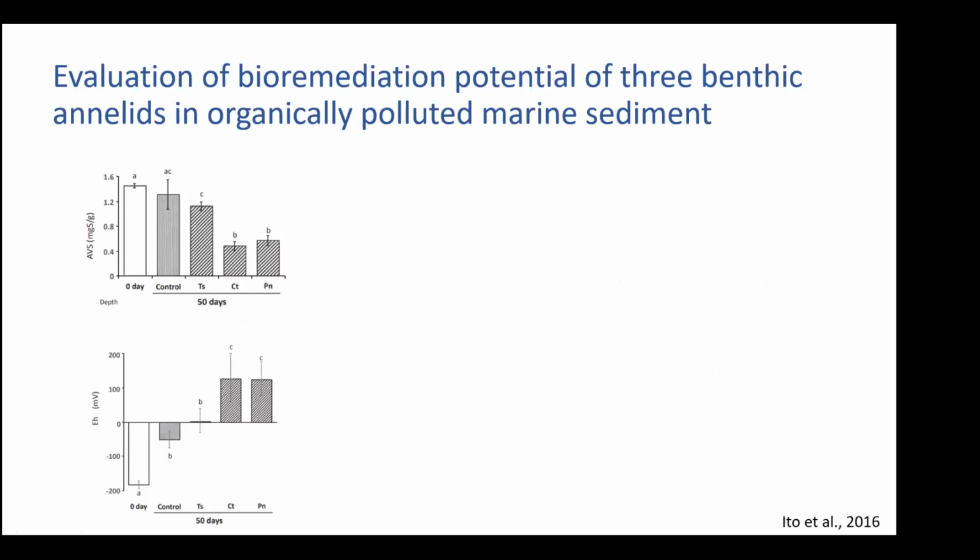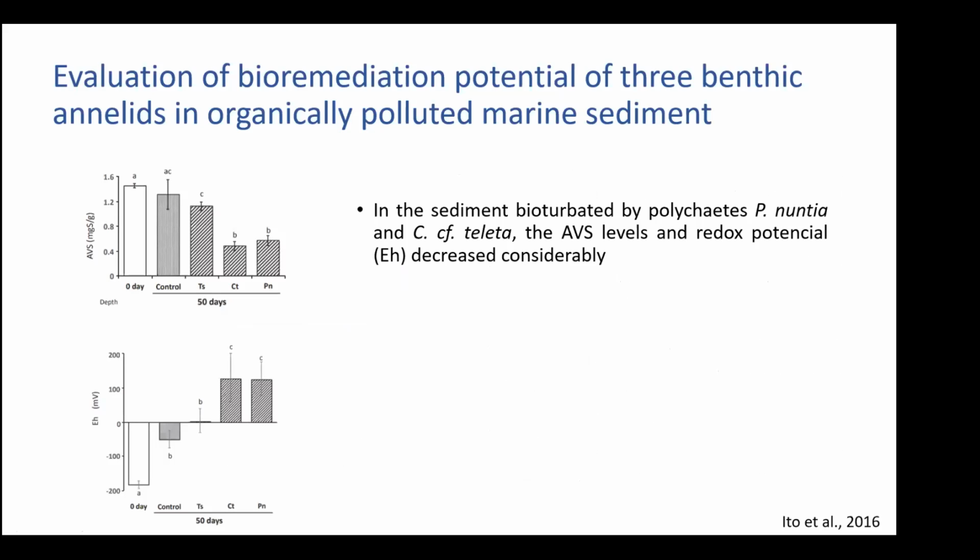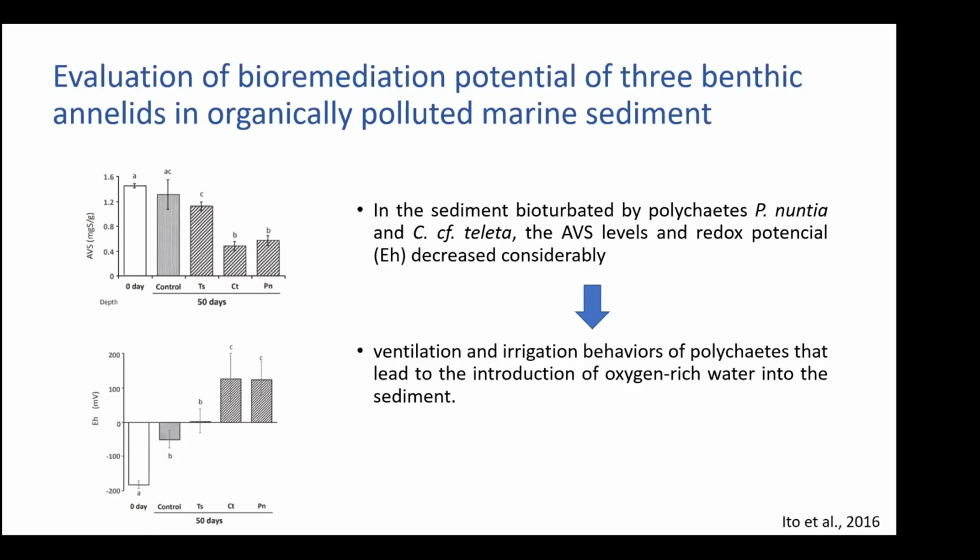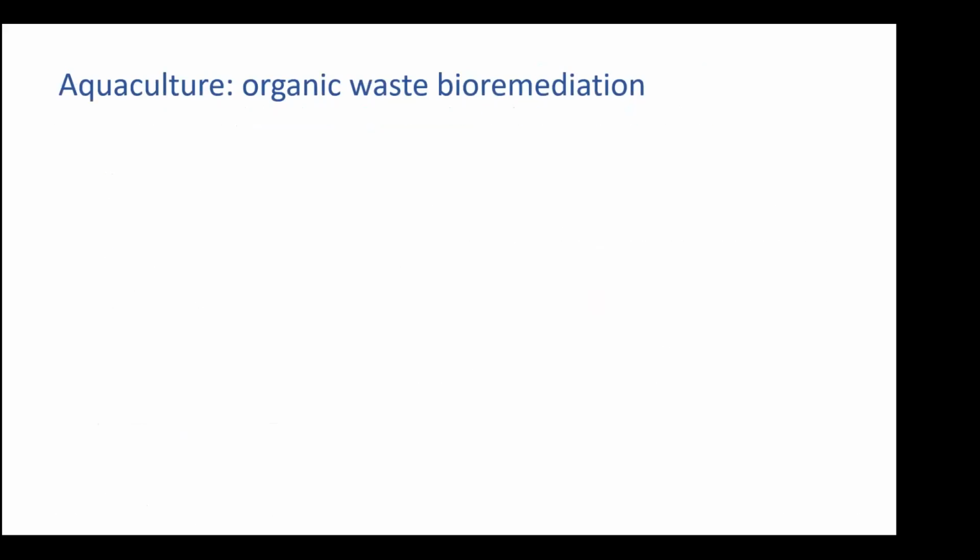Here is another result from the same study. They also quantified the sulfides and measured the redox potential, which was low at the end of the exposure for Perinereis, but also for Capitella. You can see here. These results indicate that the ventilation and irrigation behaviors of these polychaetes were very important for introducing oxygen-rich water into the sediment, leading to reduced levels of sulfides and increased redox potential.